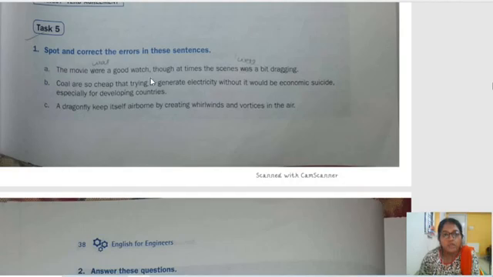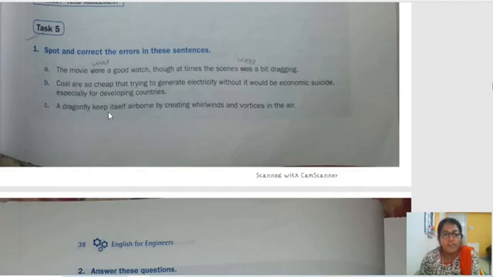The movie were a good watch, though at times the scenes was a bit dragging. Have you seen an error here? Yeah, it's was, and here comes were. And come here. Coal are so cheap that trying to generate electricity without it would be economic suicide, especially for developing countries. So what is the error? Can you find the error here? Yeah. Instead of are, we have here is.